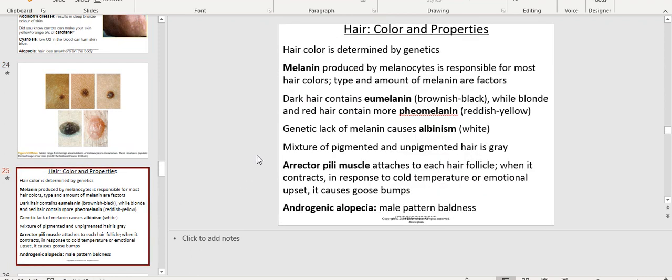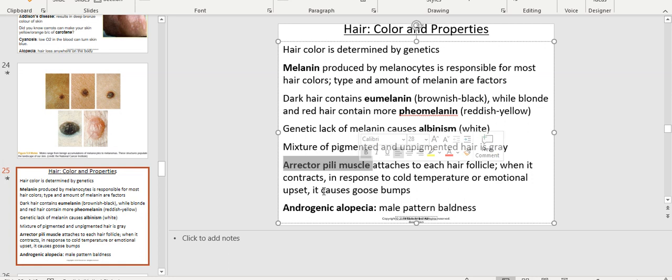Hair color is determined by genetics. Melanin produced by the melanocytes is responsible for most hair color types, and the amount of melanin is a factor. Dark hair contains eumelanin. Red hair, pheomelanin. Interesting, two different pigments, two different colors. A genetic lack of melanin causes the condition where you become albino, where you're white with red eyes.